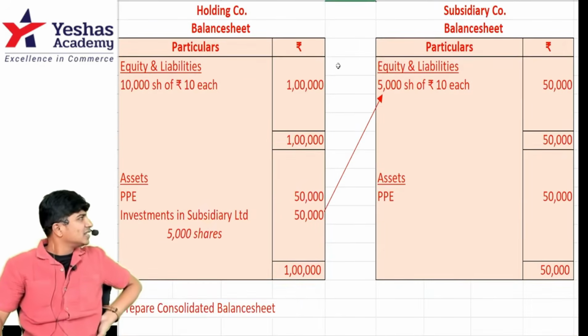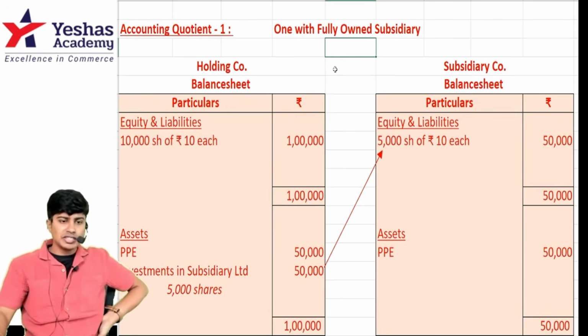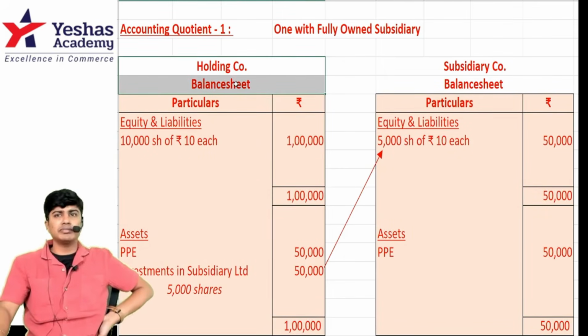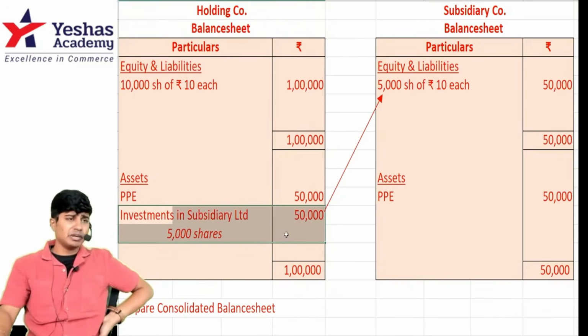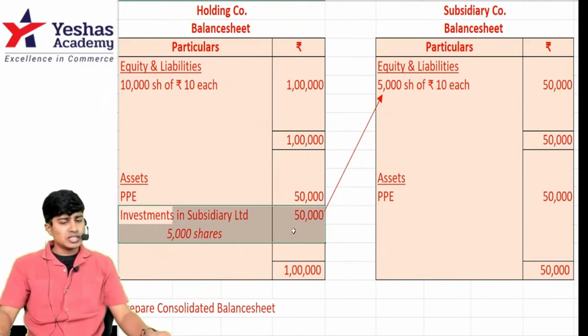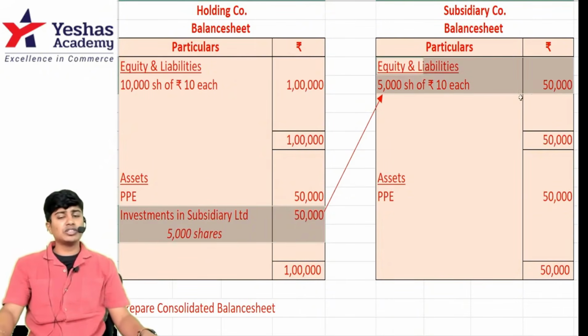AQ1. Do you see this? There are two balance sheets. We need to merge these two balance sheets to prepare one single balance sheet. Consolidate the balance sheet. Why should we do consolidation? Very simple. Do you see the first balance sheet, that of the holding company? Look at this holding company's balance sheet. On the asset side, you see investment in subsidiary limited, 50,000. Now, follow this arrow mark and see equity and liabilities in the subsidiary company: 5,000 shares of 10 each, 50,000. So the share capital of the subsidiary is basically contributed by the holding company. 5,000 shares have been purchased by the holding company.